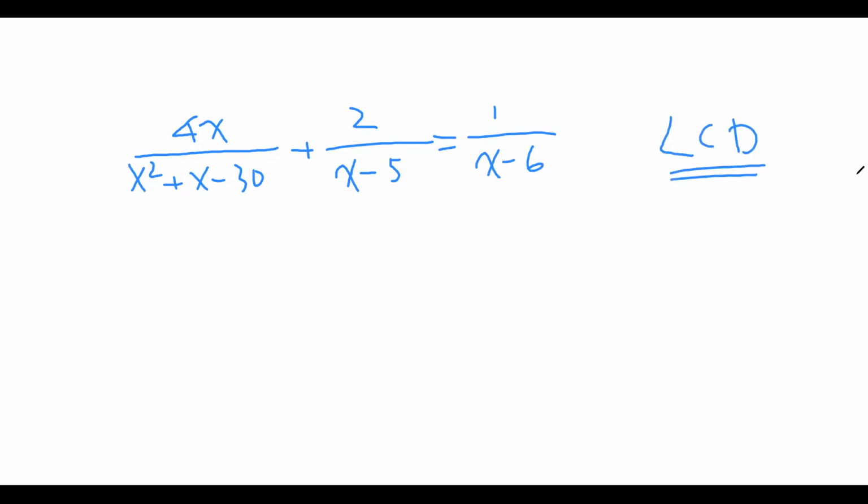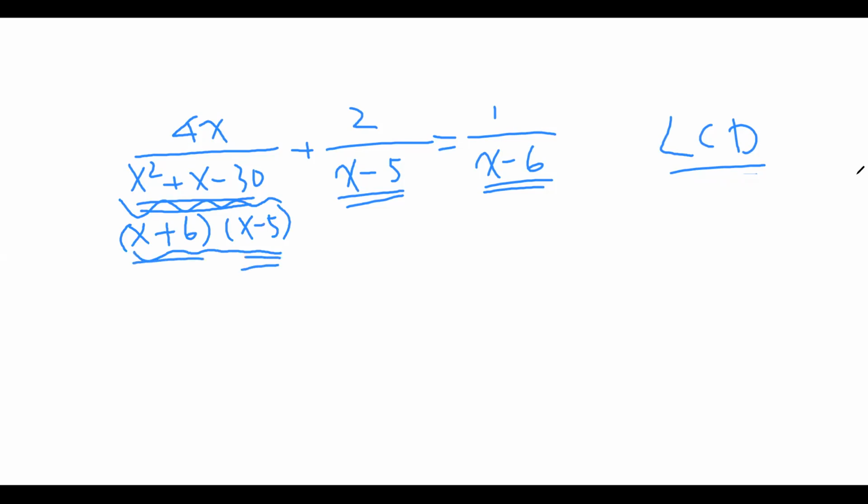So how do we find this LCD? Is this one considered one factor, and this one another factor? If we put these three different factors together, it looks very complicated, right? But we need a close look at this one. This trinomial denominator can be further factored into x plus 6 and x minus 5, right? So you can see the common factor is x minus 5, and here is x plus 6. So their LCD will be x plus 6 times x minus 5.